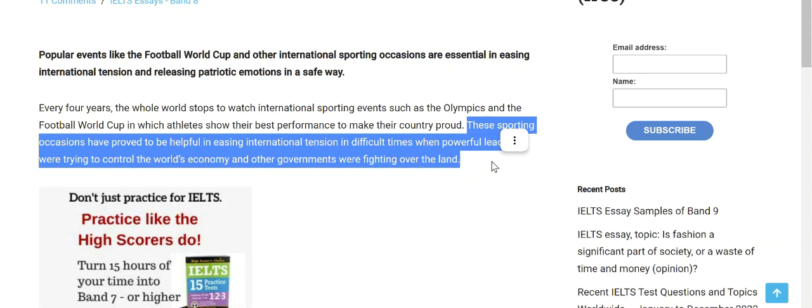Means he is agreed with the idea of the question.